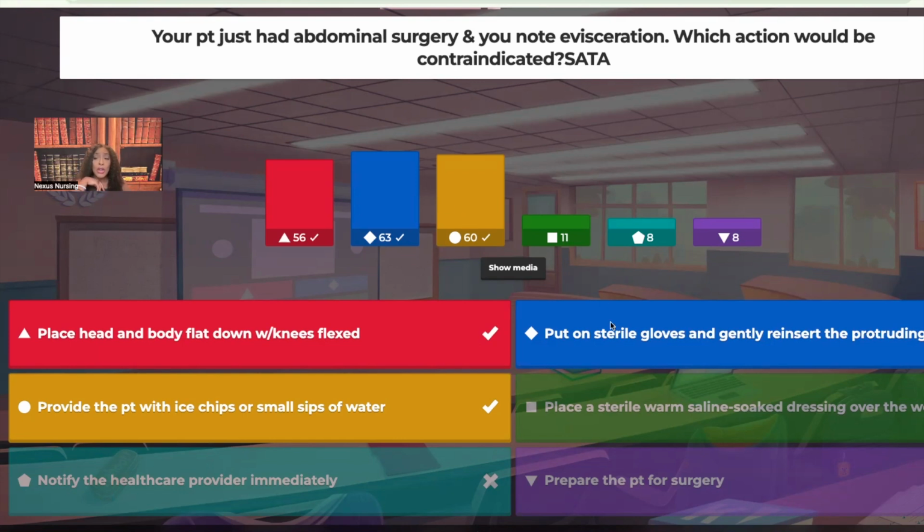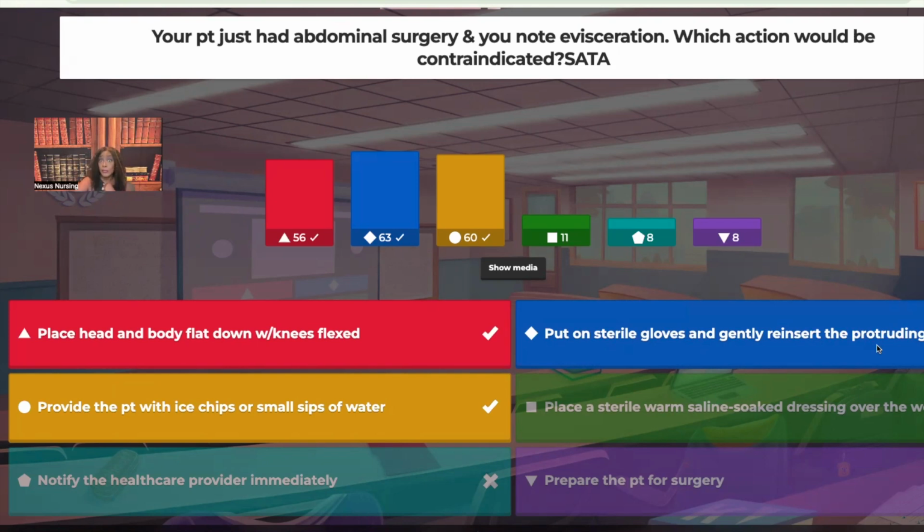Next, put on sterile gloves and gently reinsert the protruding bowel. We absolutely are not going to do that. Look how I tried to trick you. I said gently reinsert. I don't care if I said gently or kindly or whatever. You're not going to reinsert anything. Do you understand what's happening here? If the patient has evisceration, that means they had a wound and now their guts, their bowels, their abdominal organs, whatever it is, are protruding out, sticking out.